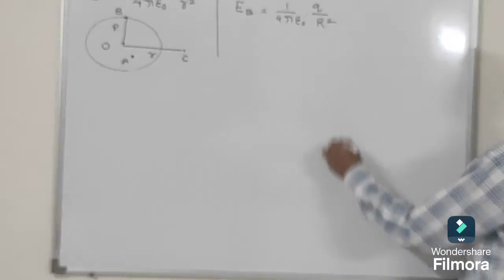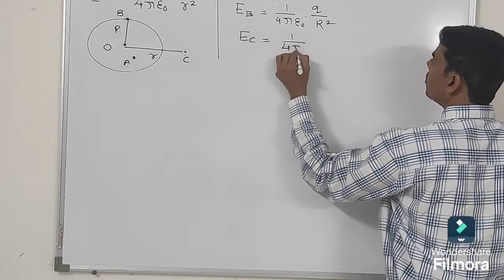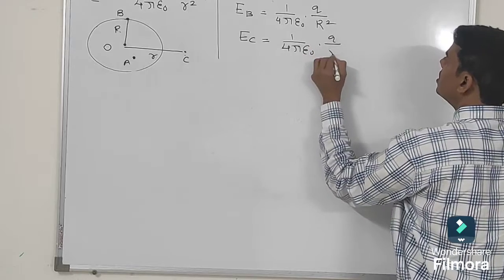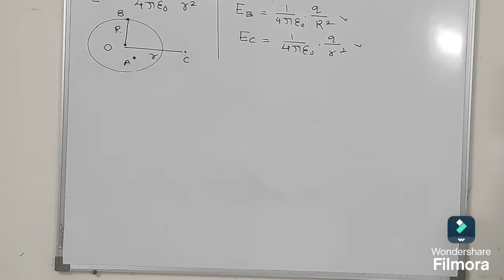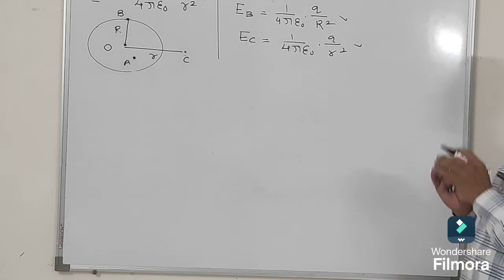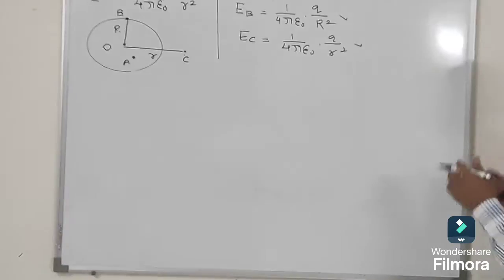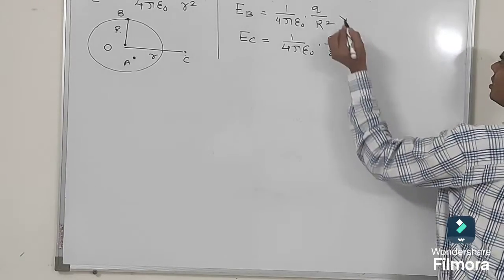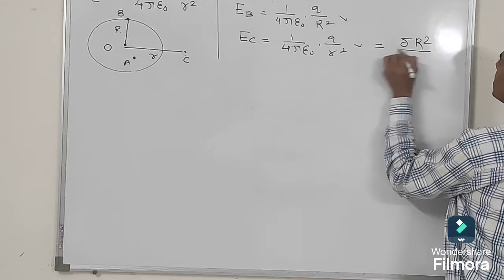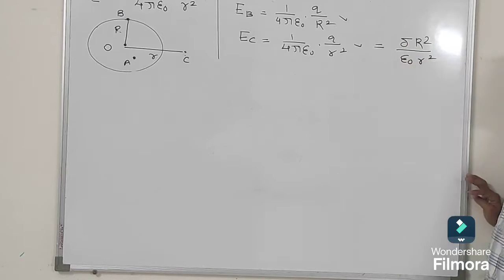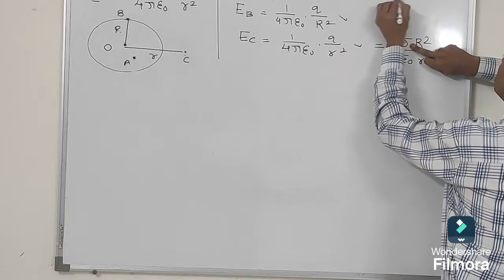This is an important formula. Outside the charged sphere, it is 1 upon 4 pi epsilon 0 Q upon small r square. This is the general formula for electric intensity at any point situated on the surface or outside the surface. Inside it is 0. We can write this formula in another notation, such as sigma capital R square upon epsilon 0 small r square. What is sigma? Sigma is charge per unit area.